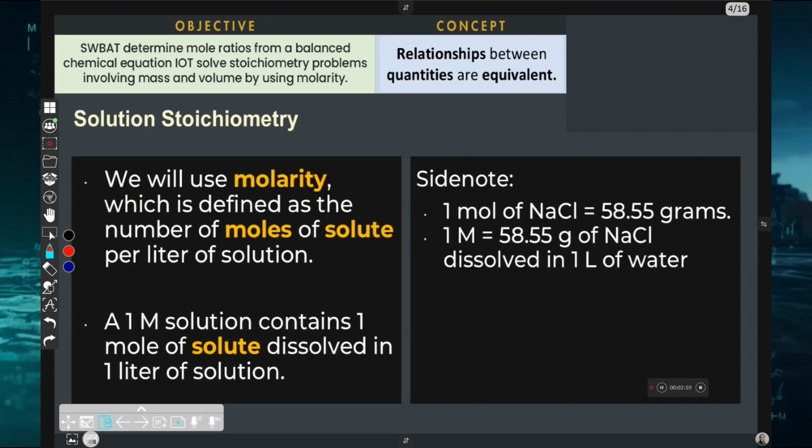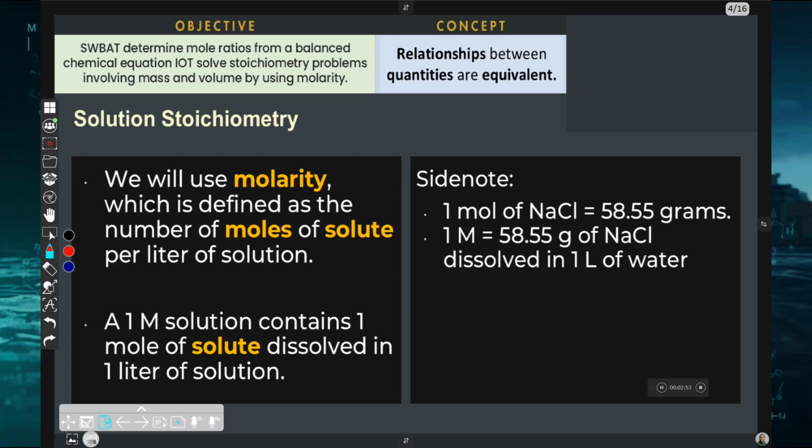We also will use molarity, which is defined as the number of moles of solute per liter of solution. Molarity is a unit of concentration. If you look at the example statement at the bottom, it says a 1 molar solution contains 1 mole of solute dissolved in 1 liter of solution.